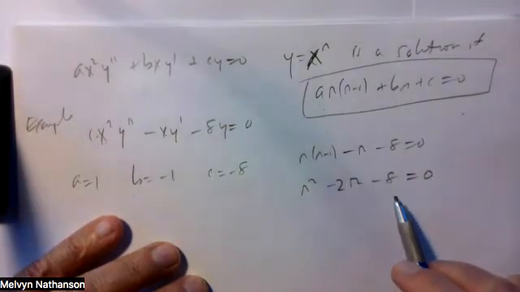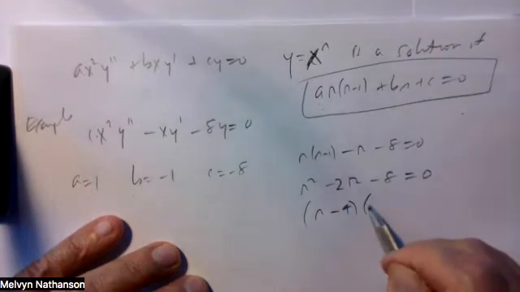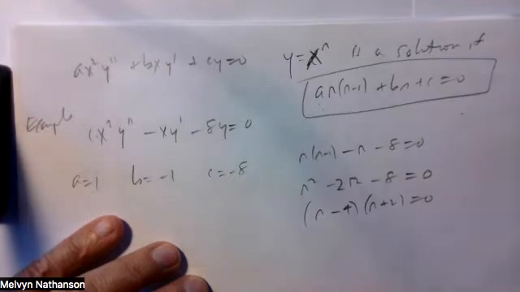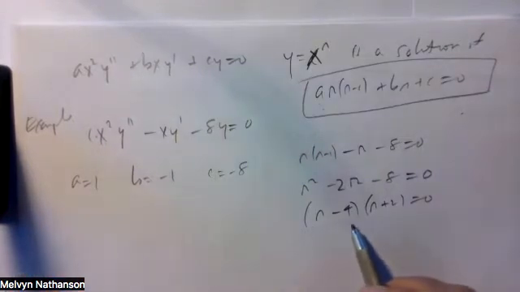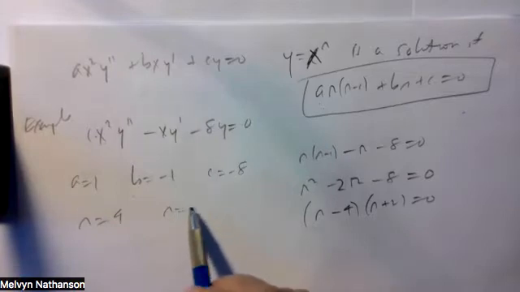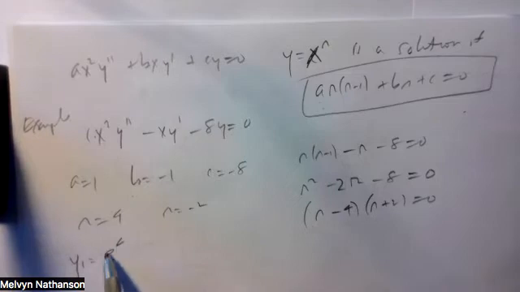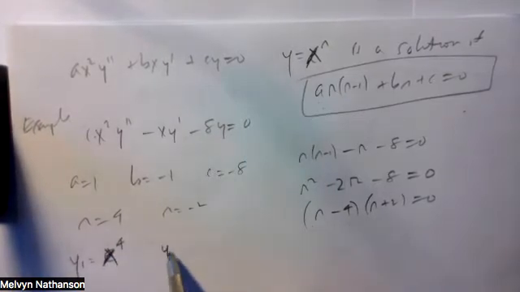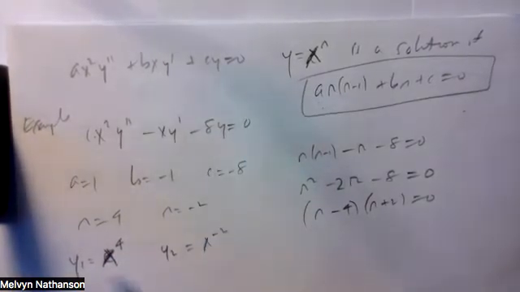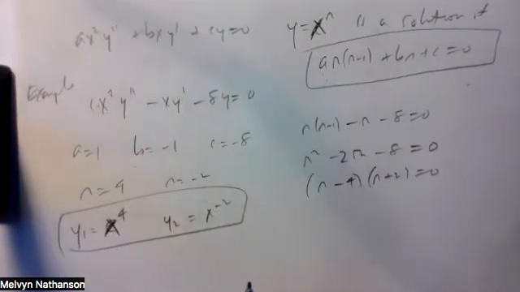What are the solutions of this? I think this factors. This is r minus 4 times r plus 2 equals 0. So you get r squared minus 2r minus 8. So this has two solutions, r equals 4 and r equals minus 2. So if we take y1 equal to x to the 4th and y2 equal to x to the minus 2, these are solutions of this differential equation.